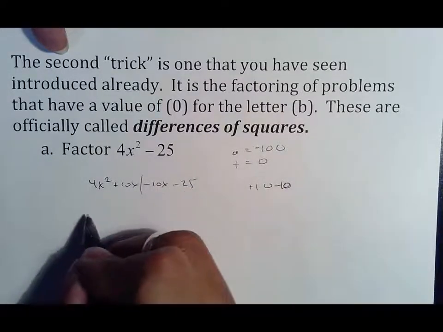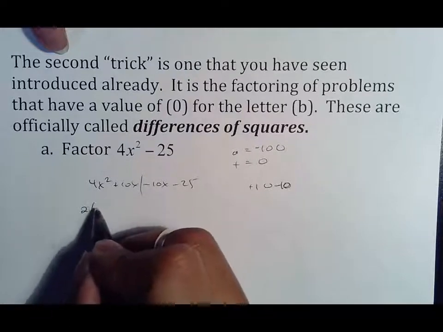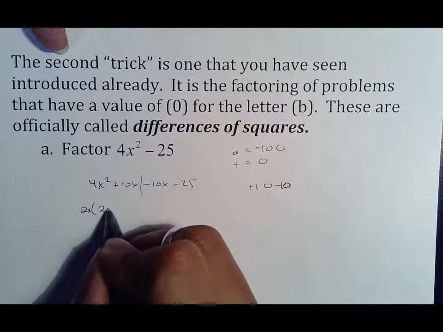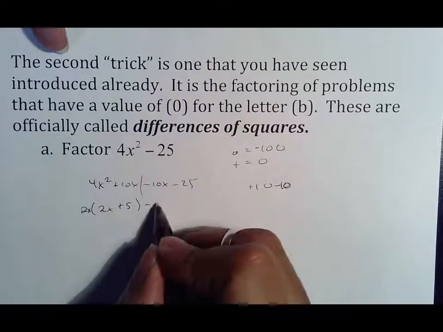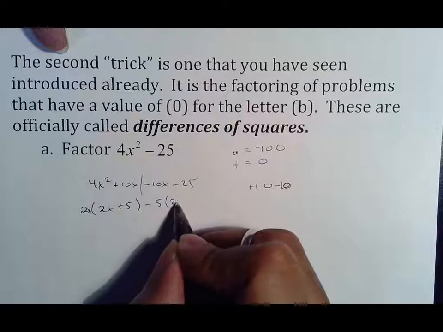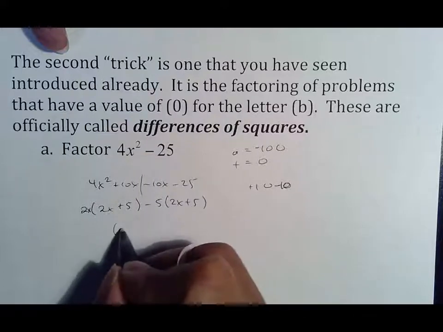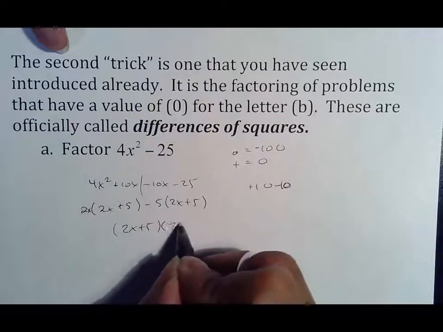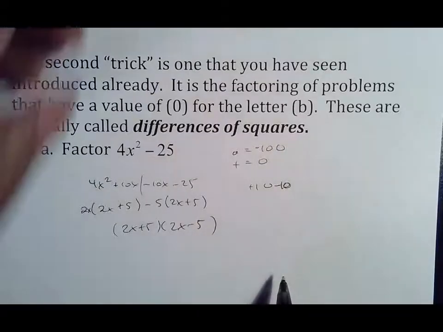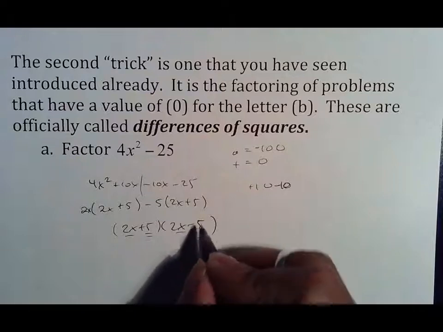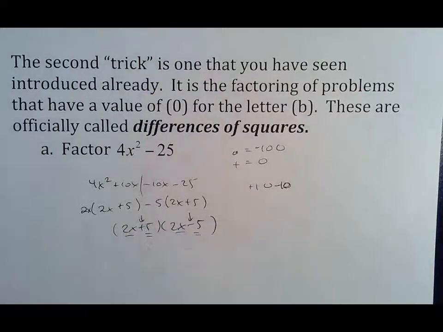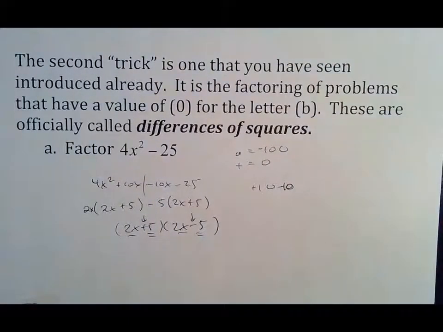I split it, I take out a 2x, and I'm left with 2x plus 5. Copy the sign, I take out a 5, and I'm left with 2x plus 5, and in the end, 2x plus 5 and 2x minus 5 is my answer. But let's look carefully at this. Same number, different sign. We kind of talked about this when we were doing our multiplication.